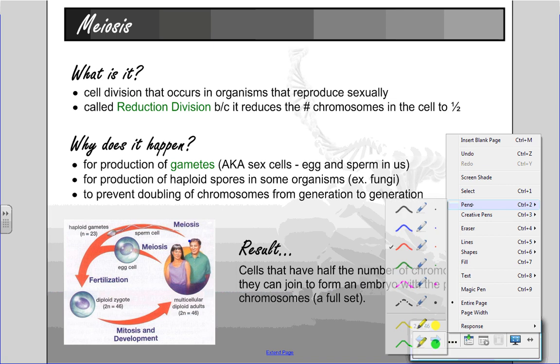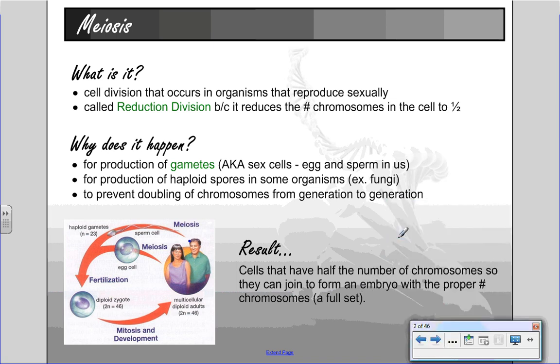in organisms that reproduce sexually. It's nicknamed reduction division because the main thing that happens in it is it reduces the number of chromosomes in the cell. It reduces the number of chromosomes to half, and that'll make sense in a minute when we talk about what happens when an organism is reproducing sexually.